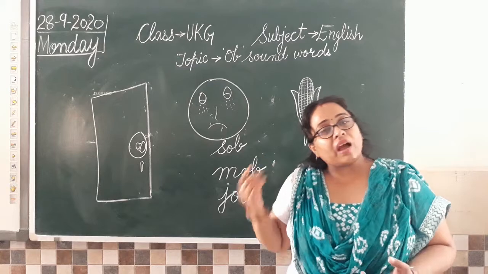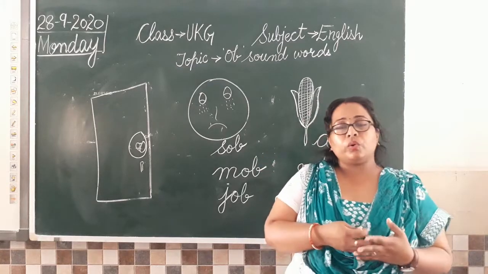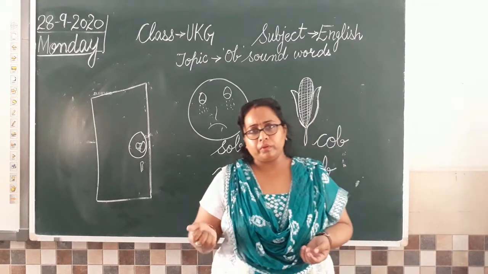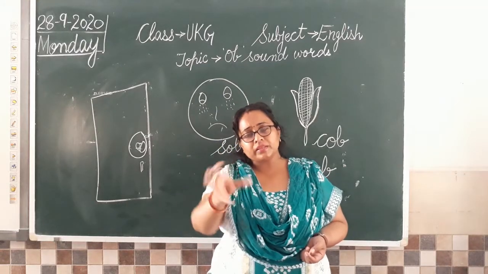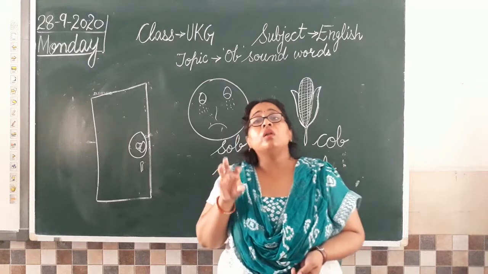So we all are having doors at home. हम सबके घर पे door होते हैं and we have handles to open. But कुछ handles straight होते हैं, कुछ circle में ऐसे घूमते हैं. So that is called knob.